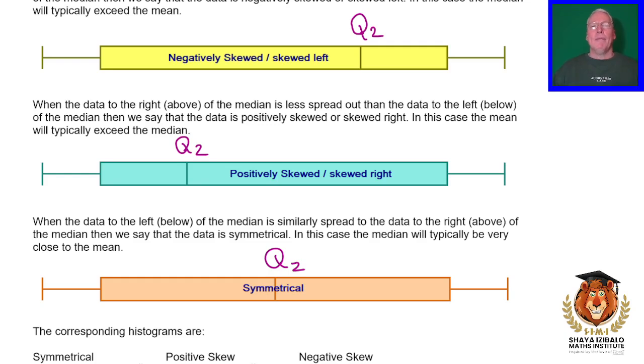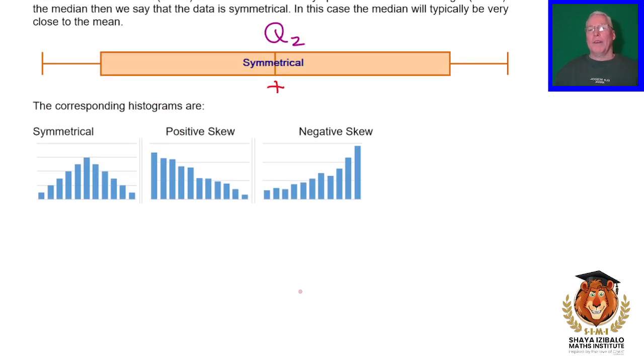We sometimes put a little cross on here to show the position of the mean. With negatively skewed data, the mean is typically less than the median. With positively skewed data, the mean is typically bigger than the median, and with symmetrical data, the mean and the median would likely be very close together. We've also got the corresponding histograms. A positive skew actually slopes downhill as a histogram, and a negative skew slopes uphill. If you just stop and think about the spread of data, it makes sense that they would be like that.